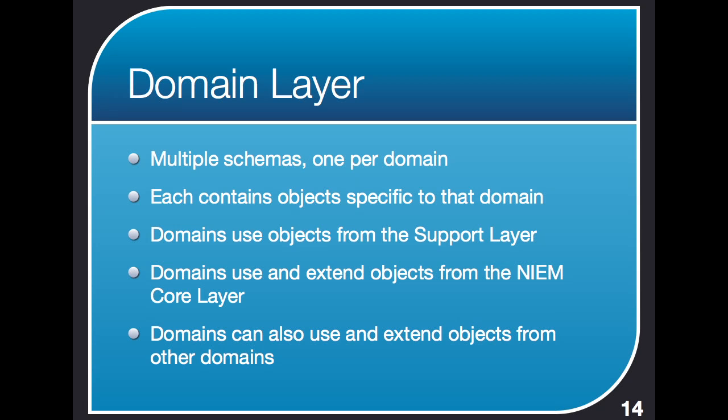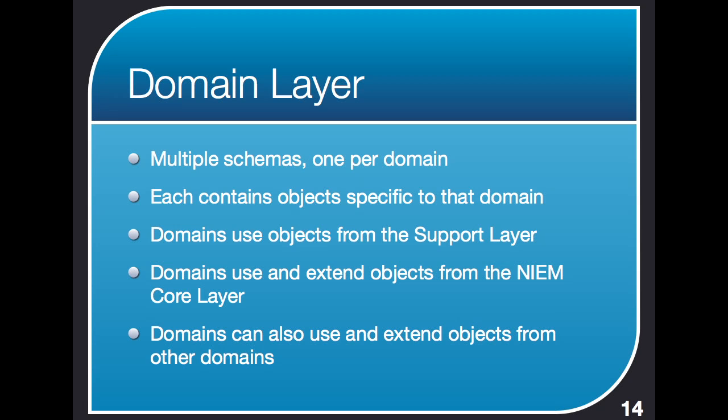And then finally we have the domain layer, multiple domains, 10 of them, multiple schemas, 10 of those, one schema per domain. So the elements and types for each domain are encapsulated within a single schema for each individual domain. Each contains objects that are specific to that domain. That's what that domain is about, things about that domain, and they're all in that particular schema.